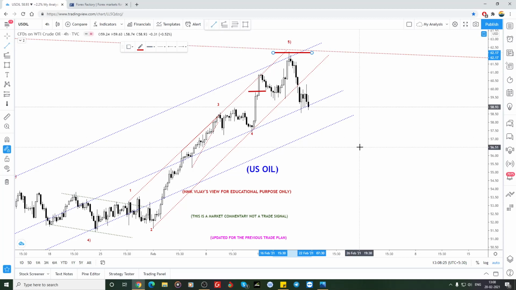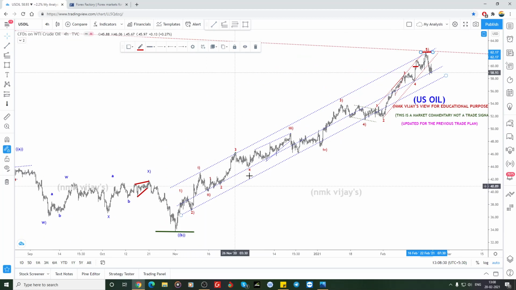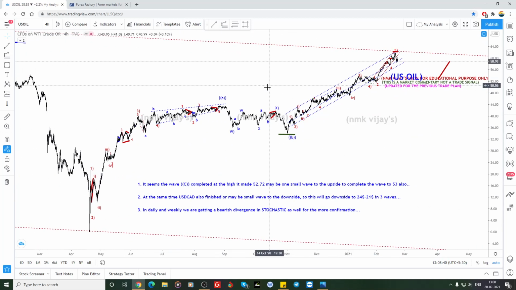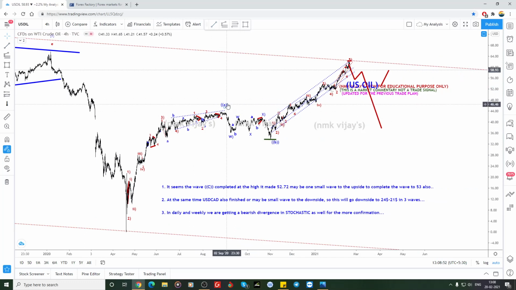So now what is my view here? 1, 2, 3, 4, 5, the same thing, 1, 2, 3, 4 and 5. So if this is the end of the trend, as I already said last week also, A, B, C means it has to come to the downside. It has to come to the downside. But everybody is making this as A, B and C. It could be 1, 2, 3. So after a small move, that is why my target is 52.